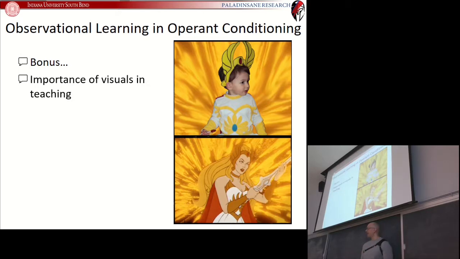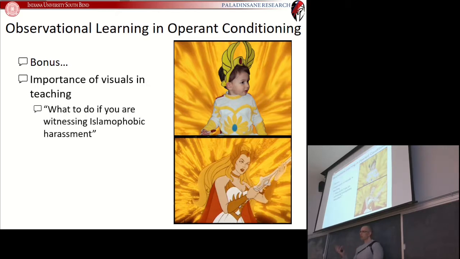Psychology has shown that that is mostly false. People do not differ greatly on their learning styles, and it does not impact their learning outcomes greatly. But one thing that is very important and comes directly from observational learning is the importance of visuals in teaching or for learning outcomes.